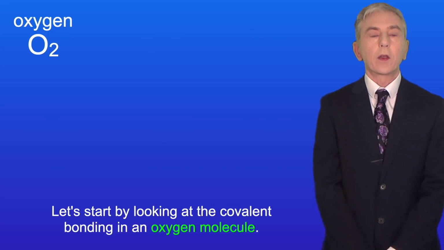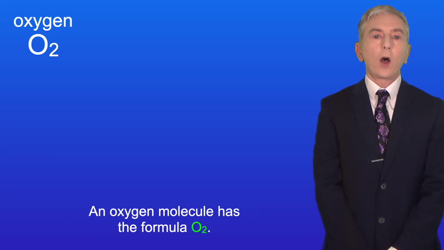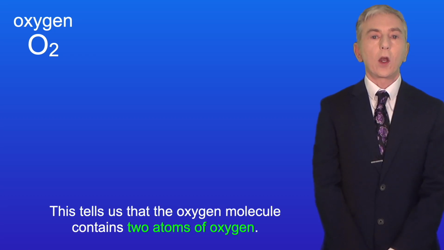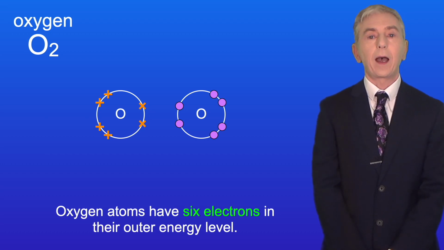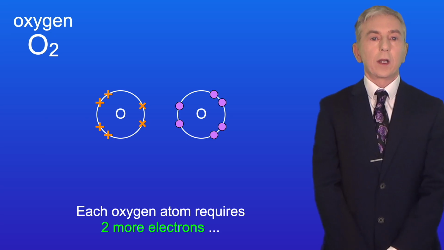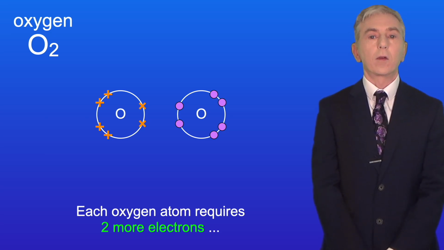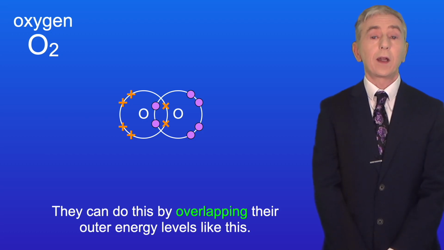Let's start by looking at the covalent bonding in an oxygen molecule. An oxygen molecule has the formula O2. This tells us that the oxygen molecule contains two atoms of oxygen. Oxygen atoms have 6 electrons in the outer energy level, and I'm showing you that here. Each oxygen atom requires 2 more electrons to achieve a full outer energy level. They can do this by overlapping their outer energy levels like this.